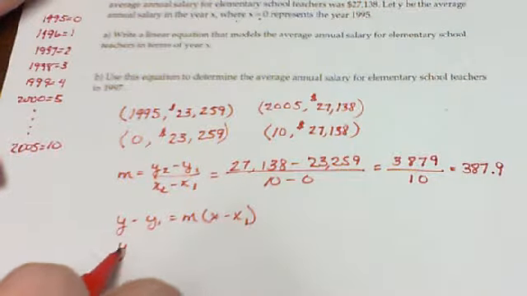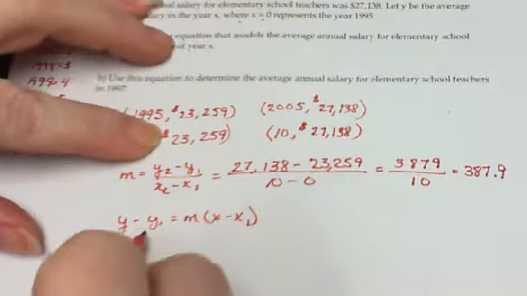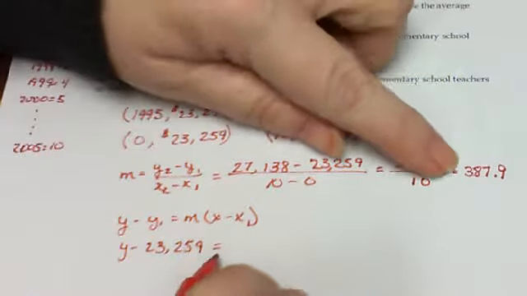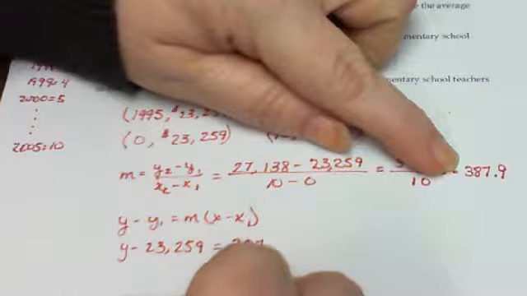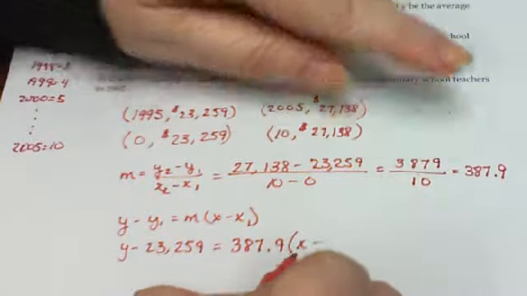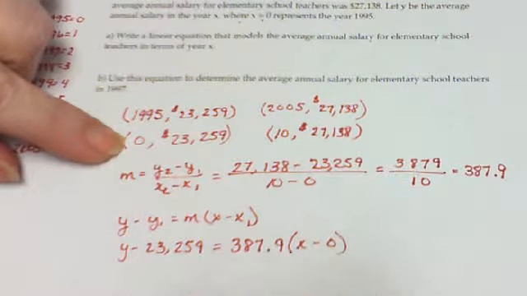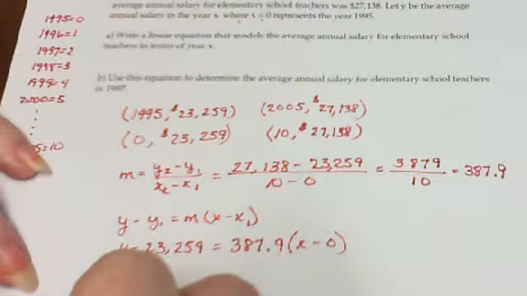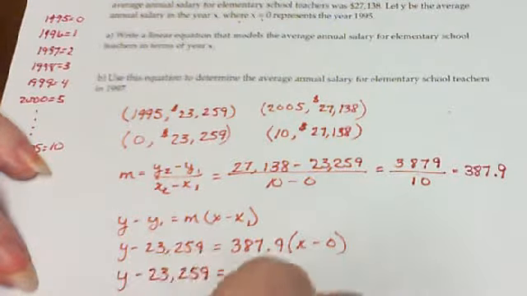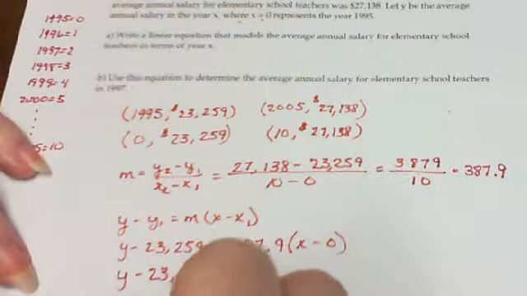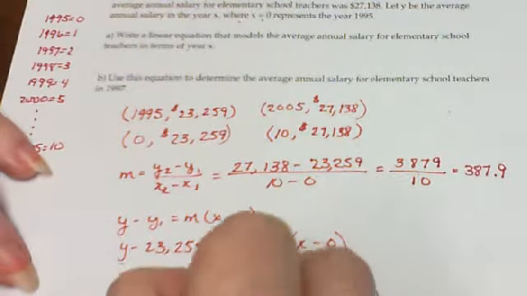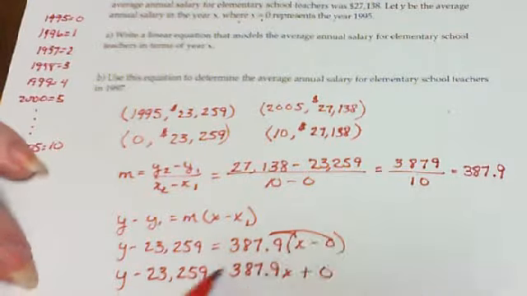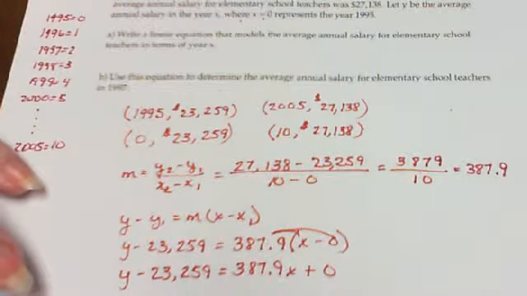So we have y minus our y1, which was 23,259, equals, we said m was 387.9, times x minus our x1, which was 0. Remember I told you those calculations would be easy? This is where it becomes easy. 23,259 is equal to 387.9 times x, which is 387.9x. 387.9 times 0 is just 0. Back to the easy part.